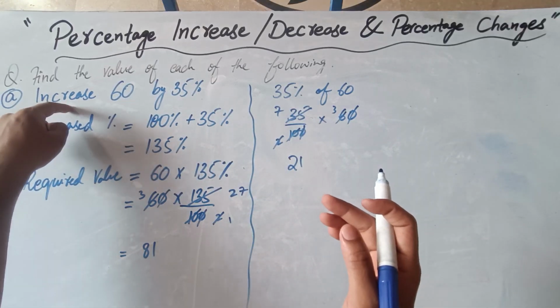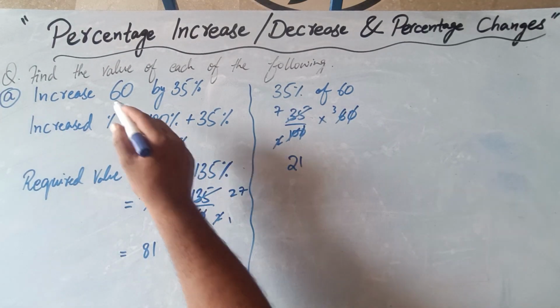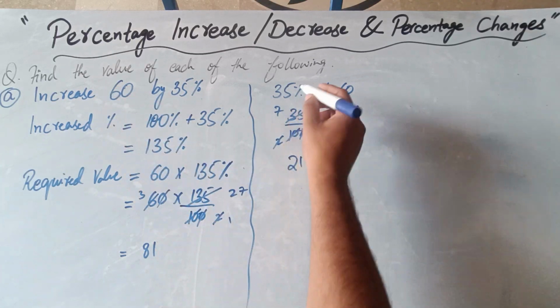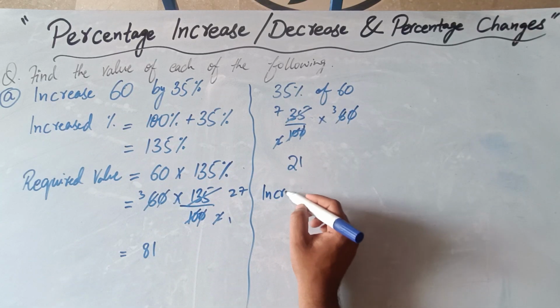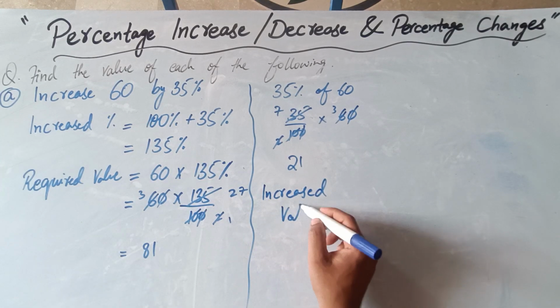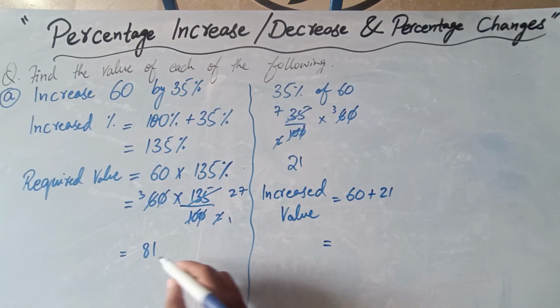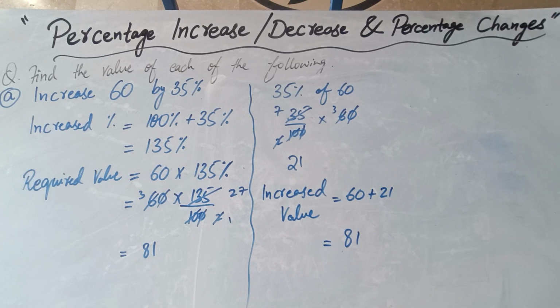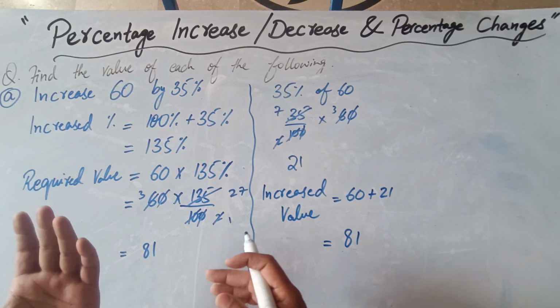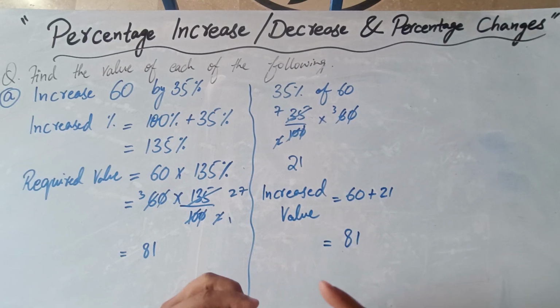Now they are asking to increase 60 by this value, which means we have to add 21 and 60. So this is method 2. You can give the answer like that: the increased value will be 60 plus 21. So the answer is the same, 81. This is how we can increase or decrease a particular percentage from a particular value.